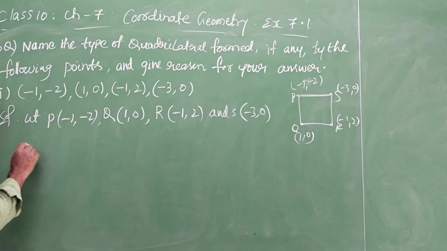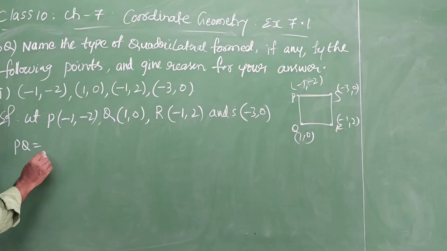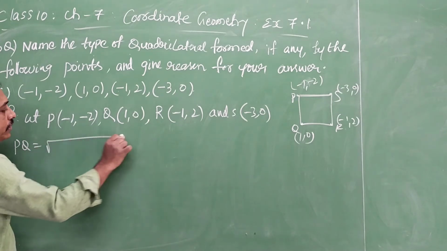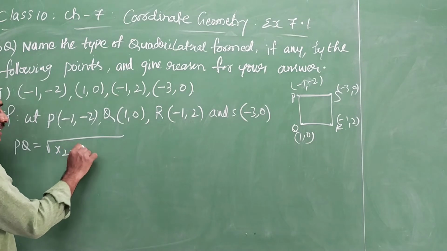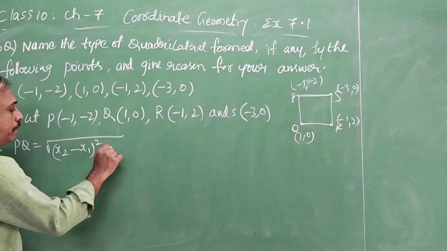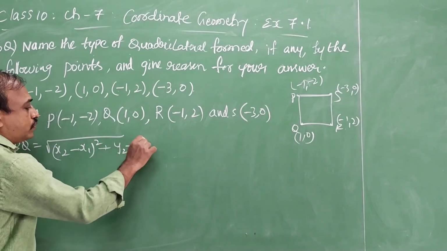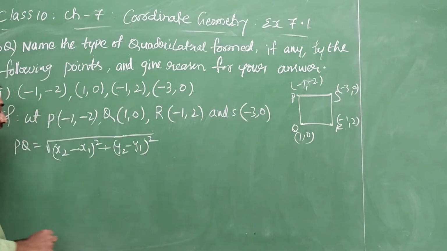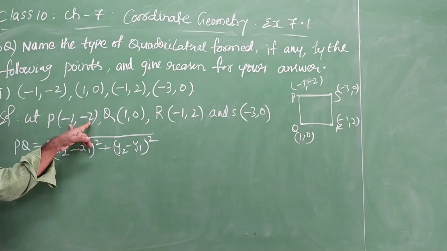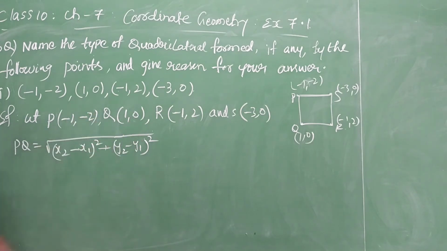Right. So now the PQ distance we are going to find, that is root of x2 minus x1 whole square plus y2 minus y1 whole square. In that, with P coordinates x1, y1 and x2, y2, we write here x1 is equal to what? Minus 1. So from P and Q only we are selecting.